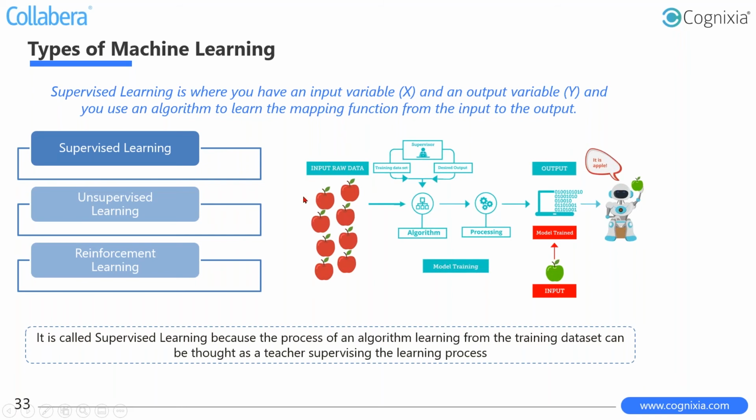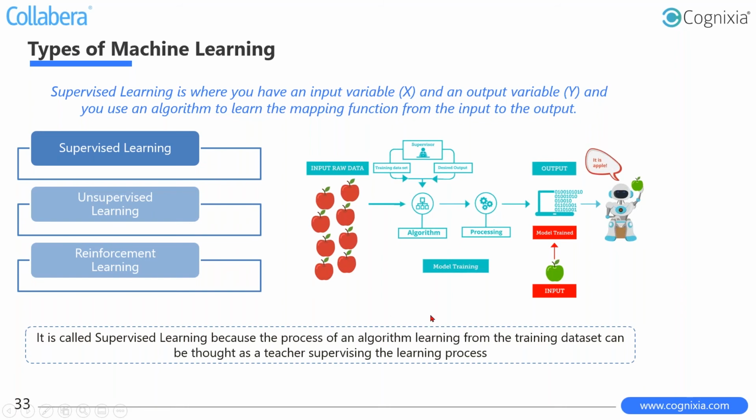So when you give raw inputs, let's say multiple shapes of apples, to the algorithm, the algorithm reads everything, understands it, and learns it. Once it has learned, your model is ready. Once your model is trained, you don't have to train again and again. You can give the input to the model, and the model should be able to tell what it is. If it tells you, oh, it is an apple, this is supervised machine learning. So supervised machine learning requires input variables and output variables in the data.